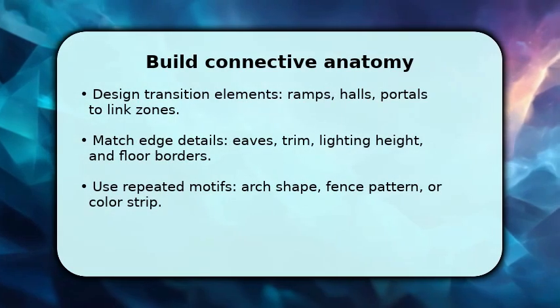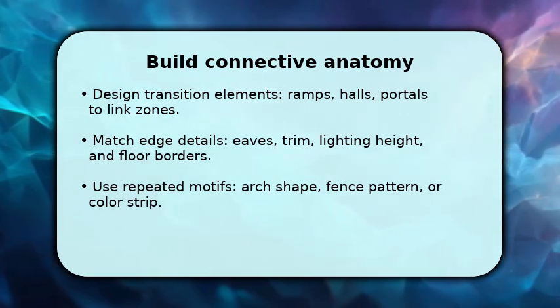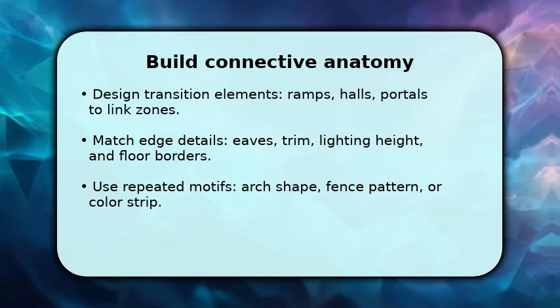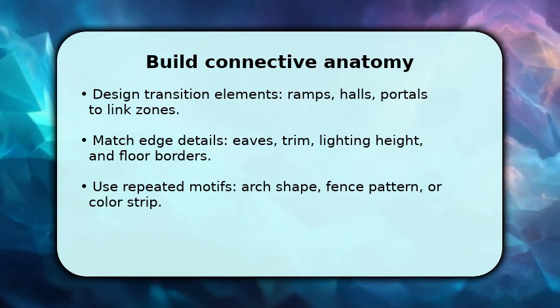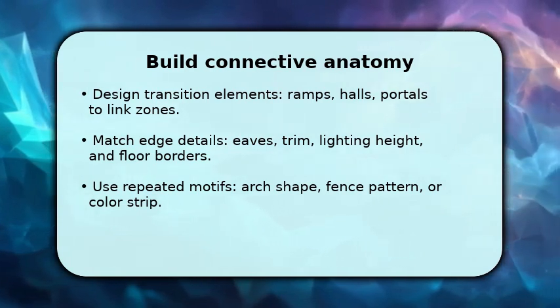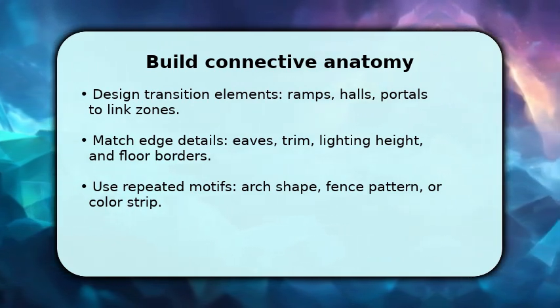You now construct the connective anatomy that makes separate builds feel like one environment. Start with transition elements, ramps, halls, and portals, and ensure their materials and widths match neighboring zones. Make edge details identical, same eave overhang, trim block, and lighting height to avoid jarring seams.